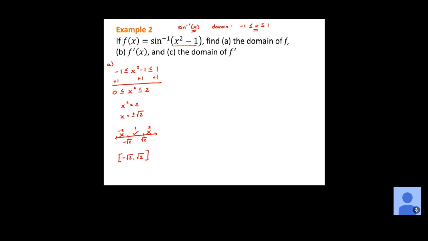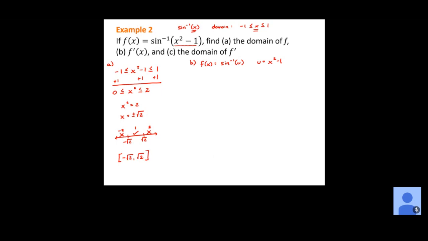All right, now let's find the derivative. Okay, so that's part B. So what can we do here to find our derivative for inverse sine of x squared minus 1? All right, good. So we're going to do a u substitution. I'm just going to go ahead and rewrite this as inverse sine of u, where u is equal to the inside, which is x squared minus 1.